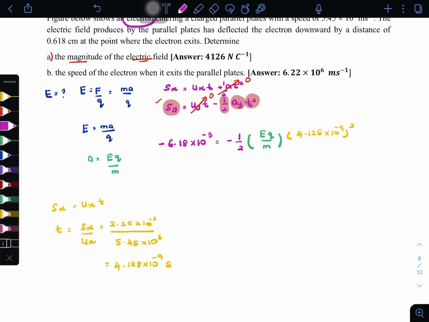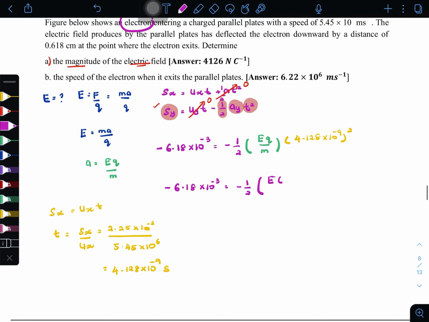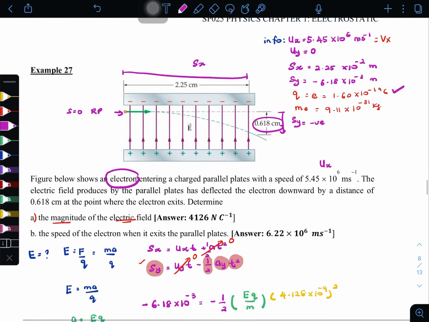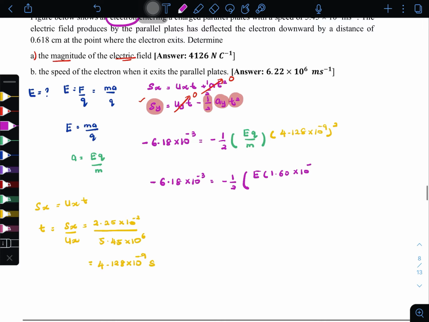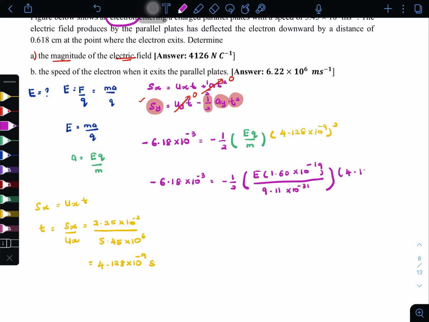Okay, so substitute back all the values. Negative 6.18, 10 negatif 3 tolak 1/2 E yang kita nak cari, Q is the electron charge, which is kita ada dekat sini and dekat sini, 1.60 exponent negative 19 divided by mass of the electron 9.11 exponent negative 31. Okay, and times 4.128 exponent negative 9 square.